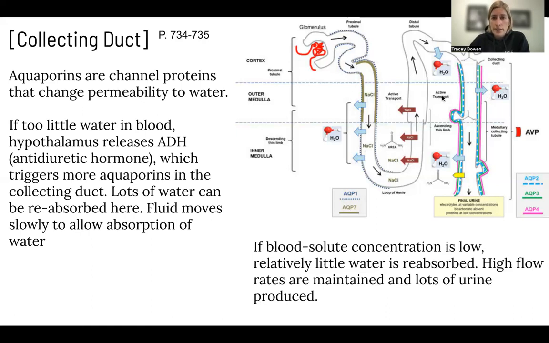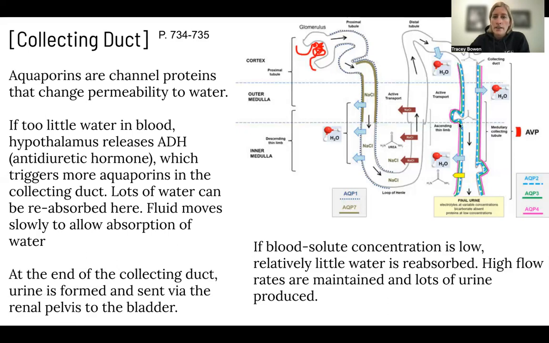And all of this stuff that's being reabsorbed, actually, if we go back many slides to the first or second slide that we looked at, there's a bunch of capillaries surrounding all of this. So all of those ions are going into the tissue and then they're moving back into the bloodstream that is surrounding all of this. And so lots of water can be reabsorbed in the collecting duct. The fluid moves quite slowly to allow reabsorption of water. And at the end of the collecting duct, urine is formed and sent to the renal pelvis. That's that central location in the kidney, and it's going to go out through the ureter to the bladder.